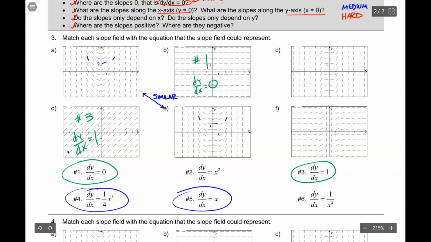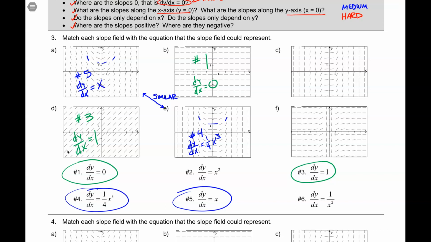So I have dy/dx equals x and dy/dx equals 1/4 times x cubed. Both of those differential equations will preserve the sign of the input. So if the input is negative, dy/dx will be negative. If the input is positive, dy/dx will be positive. If the input is 0, dy/dx will be 0. But now let's talk about why this one is number 4 and why this one is number 5.